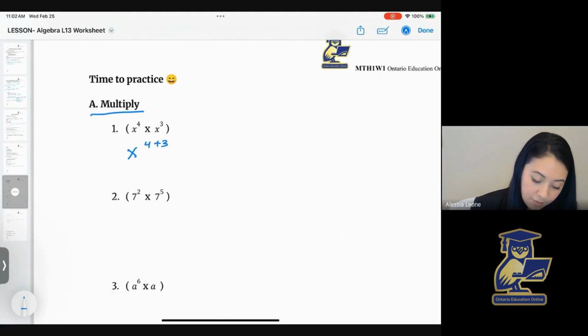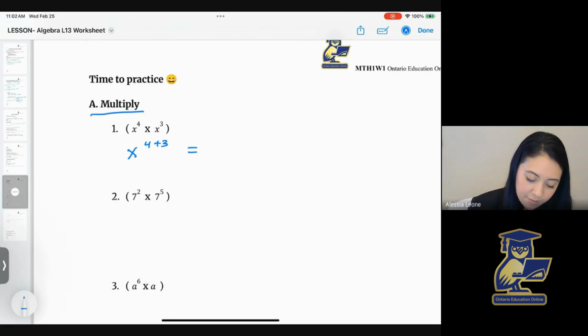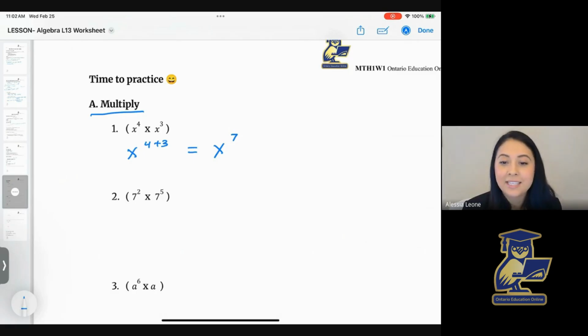X to the power of 4 plus 3. 4 plus 3 is 7. X to the power of 7 is the answer. Simple, right?